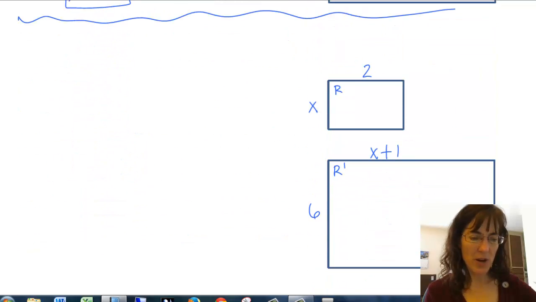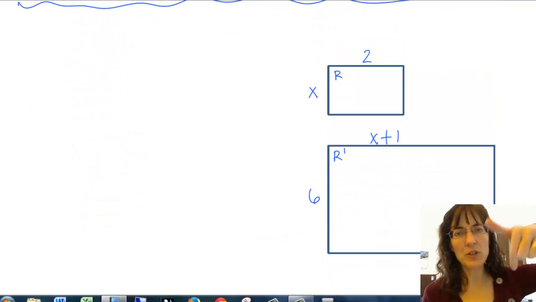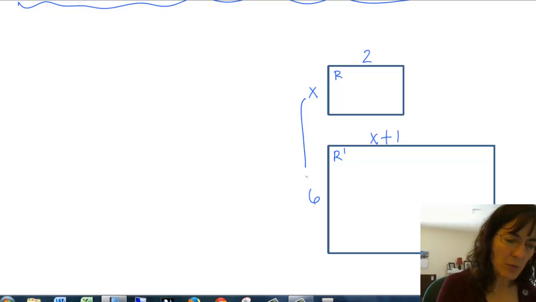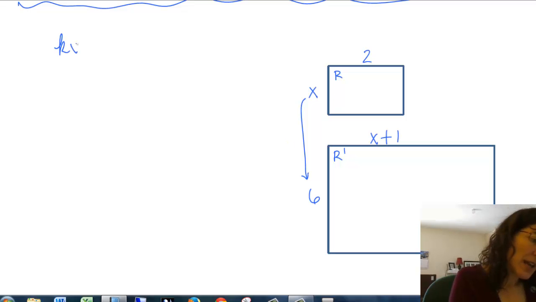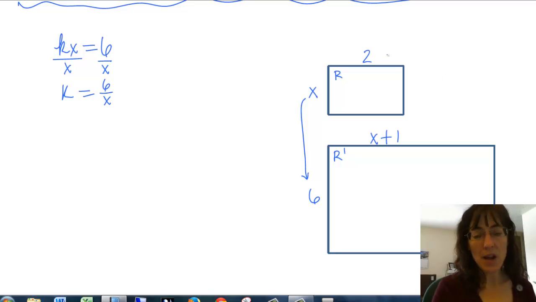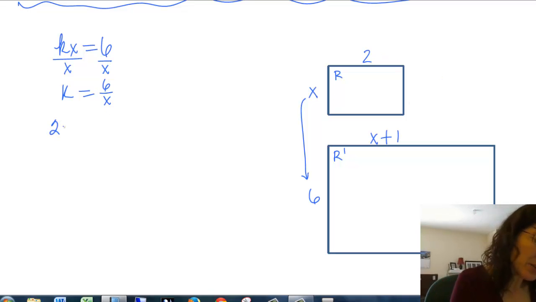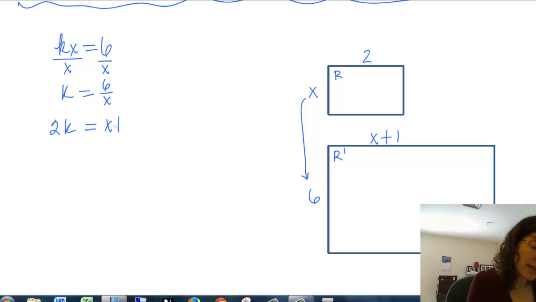So down here I have them drawn where I swapped the dimensions on the first rectangle, and now I'm looking at x and 6 as the corresponding sides. So kx equals 6. Divide both sides by x because I want to know what k is, and my k is 6 over x. Now for my second set of corresponding sides, 2k equals x plus 1. And so I want to put in that k because I know it. So 2 times 6 over x equals x plus 1.